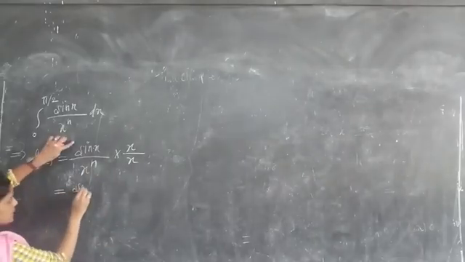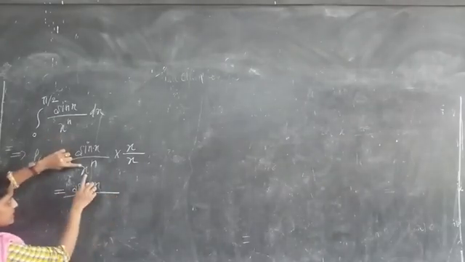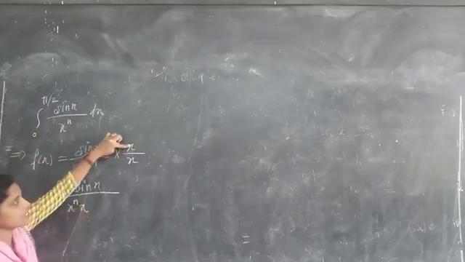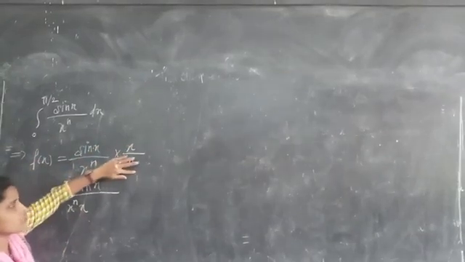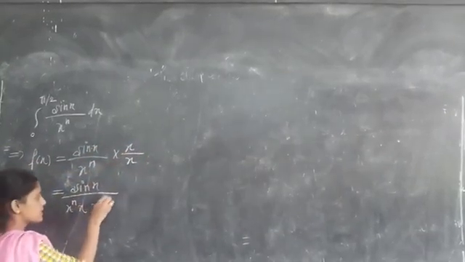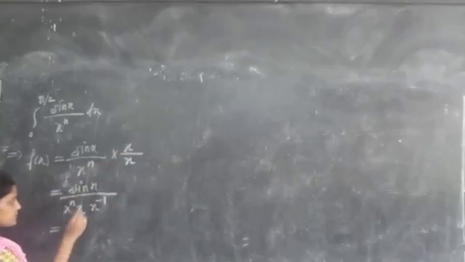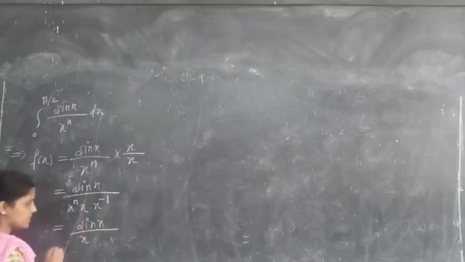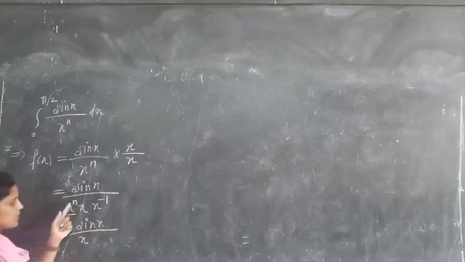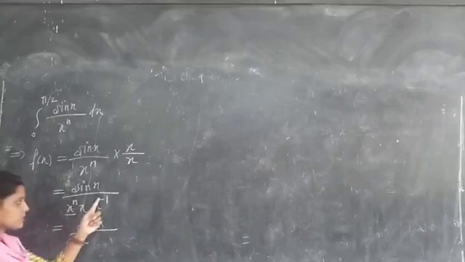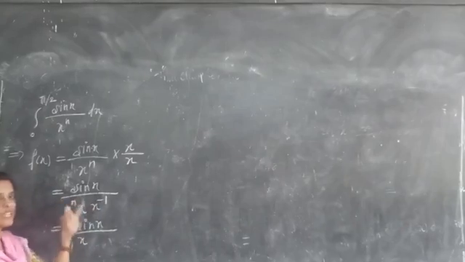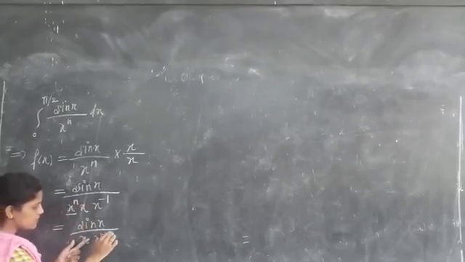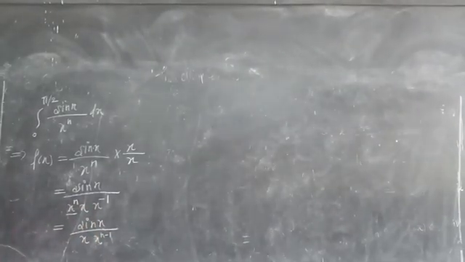Sine of x divided by x to the power n, keep this x as it is, and shift the other x to the denominator. It becomes x to the power minus 1. So we can write sine of x divided by x, and x to the power n times x to the power minus 1. When the base is the same, we can add the powers. So this we can write as n minus 1.